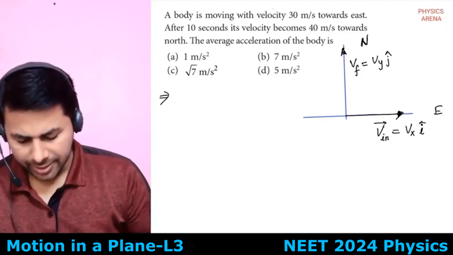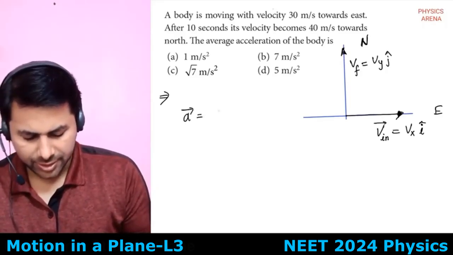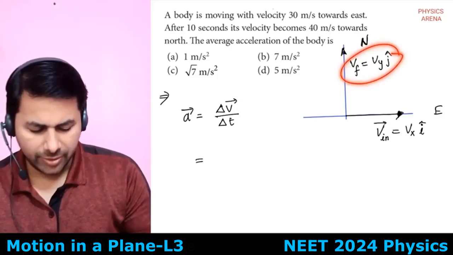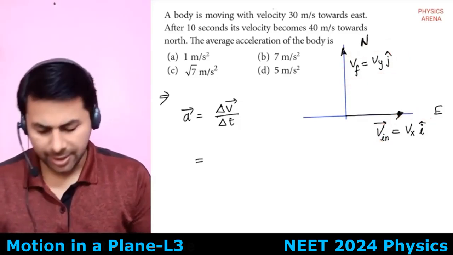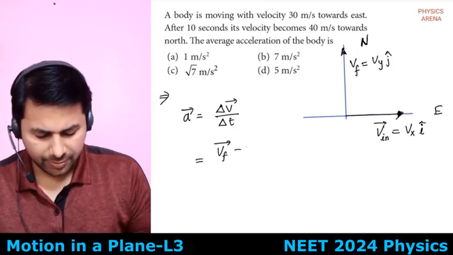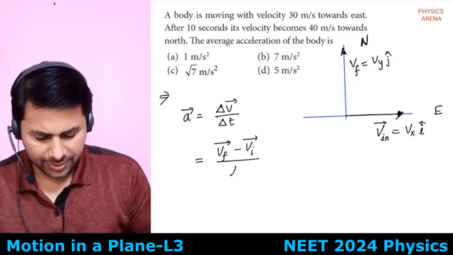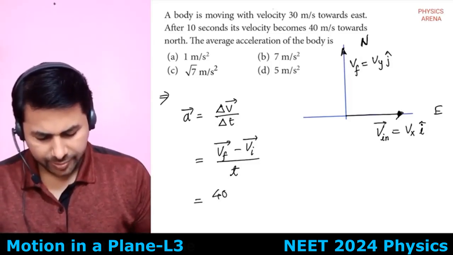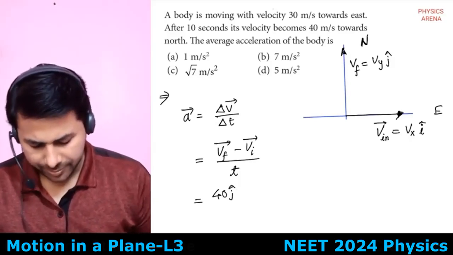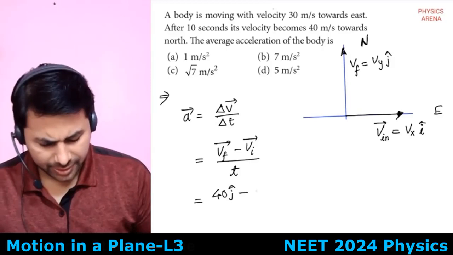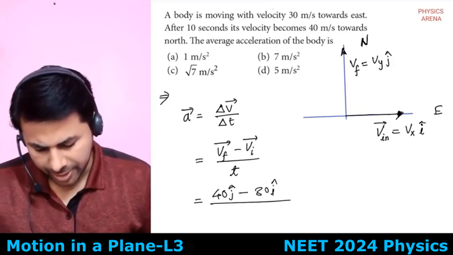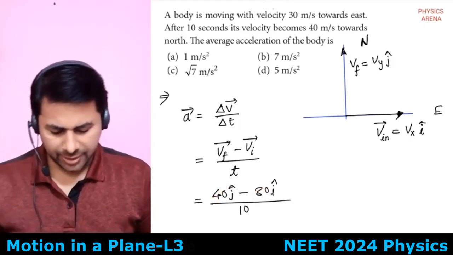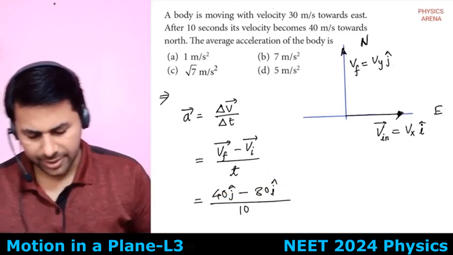And what will be the acceleration? Acceleration is just change in velocity divided by time, right? So it will be final velocity minus the initial velocity divided by time. Okay, so that is 40 meters per second, so it is 40 j cap, right? Minus 30 I cap, and divided by time, which is 10. It is 40 upon 10 and this is 30 by 10. So minus 3 I cap plus 4 J cap is the answer.